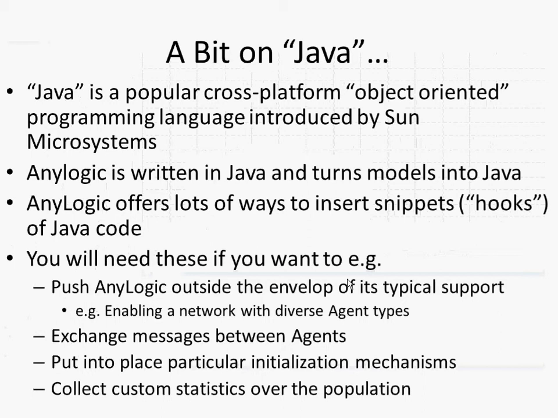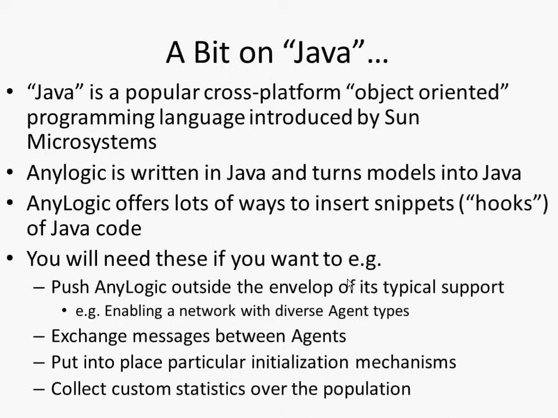What is Java? Java is a cross-platform programming language that was introduced by Sun Microsystems, which has now been purchased by Oracle, and it's been around for about 20 years now. It was designed to be a system that would run on just about any computer that's out there, and it runs on tablets and smartphones and many other systems as well.